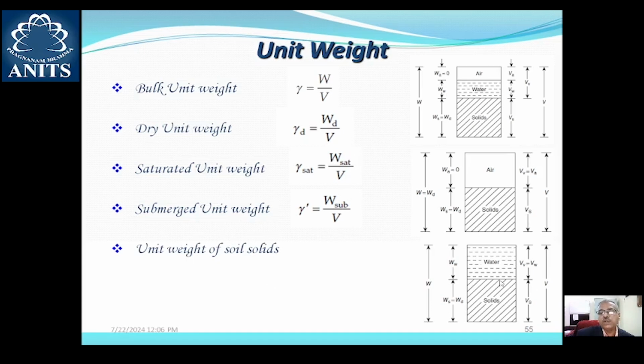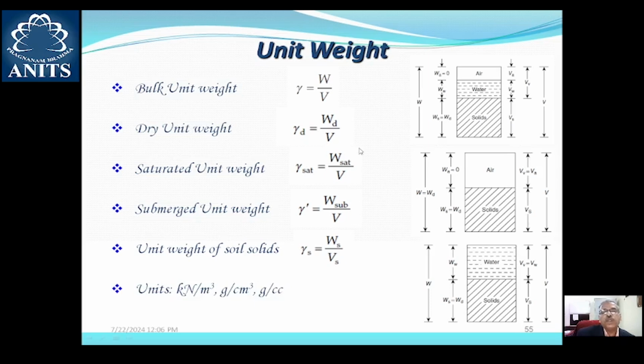And there is also an important unit weight for the solid particles, which is the unit weight of soil solids, gamma S. So gamma S is obtained by dividing the weight of solid particles by the volume of solid particles, that is referred to as the unit weight of soil solids, gamma S.